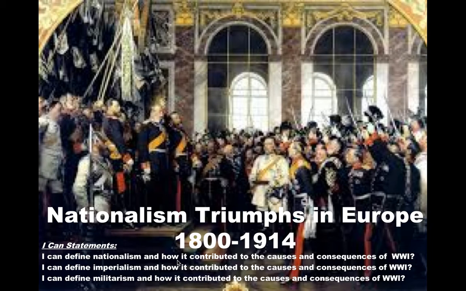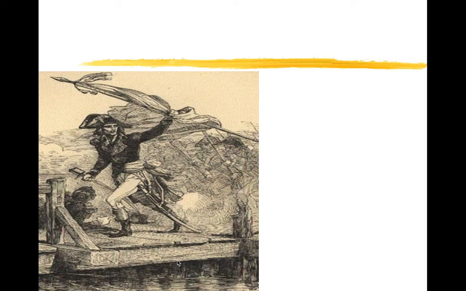All right, so we're going to be getting into some of these I can statements today, looking at how nationalism contributed to the consequences and the causes of World War I, and then how imperialism led to the same thing, and then how militarism also came to encompass some of the causes and consequences of World War I as well. All right, so here we go.